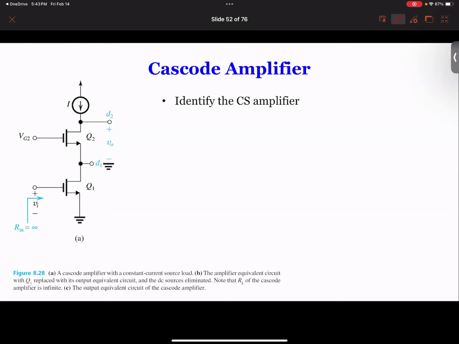Let's see what time it is now. Yeah, so let's go ahead. We still have quite a bit of contents.